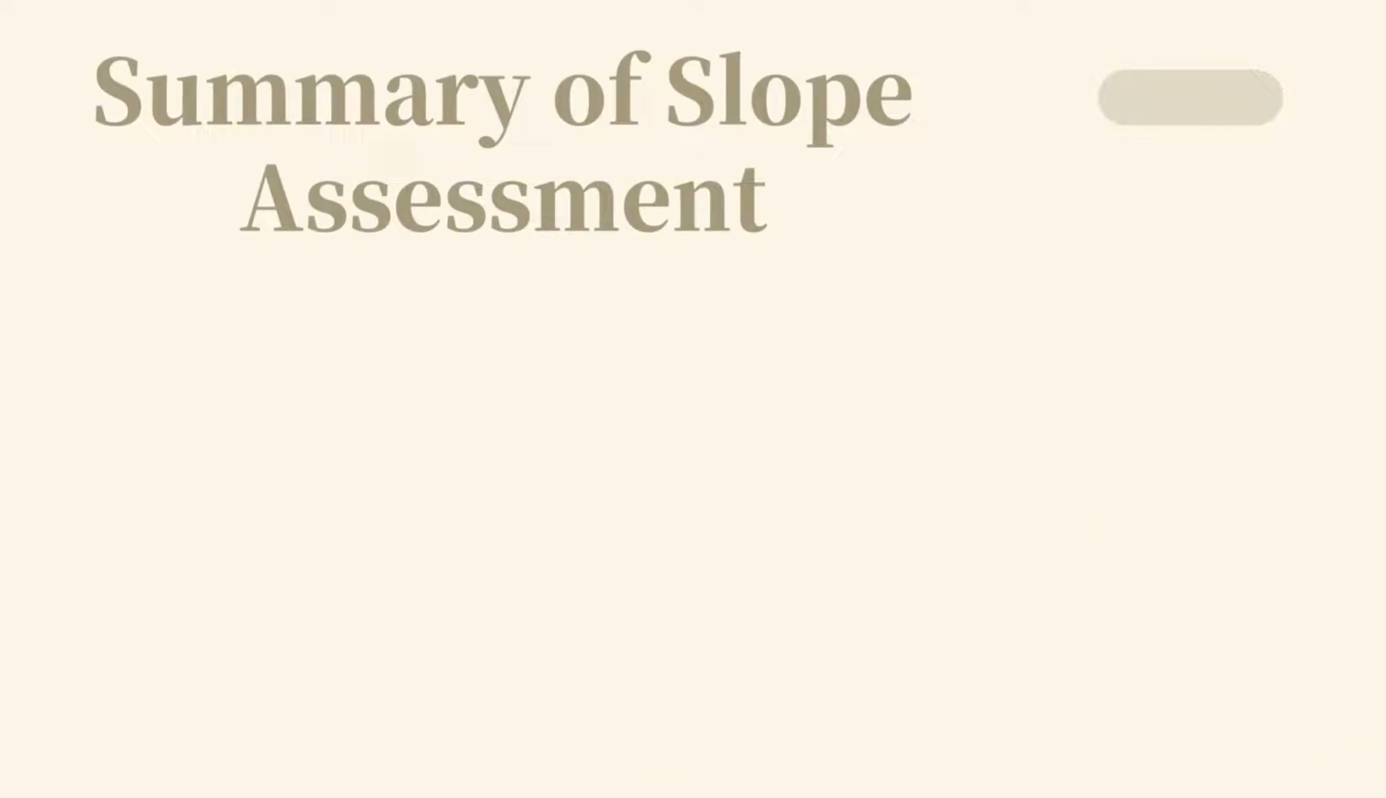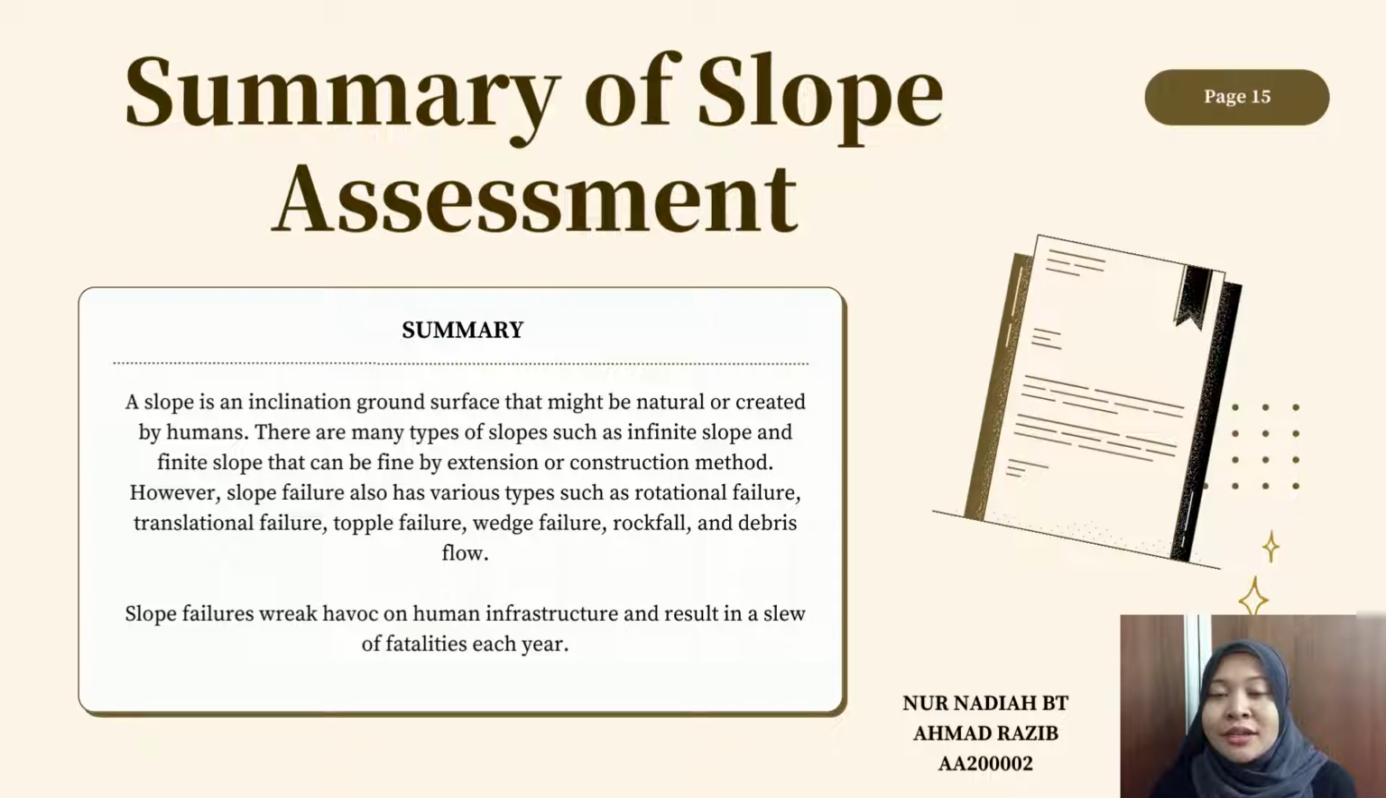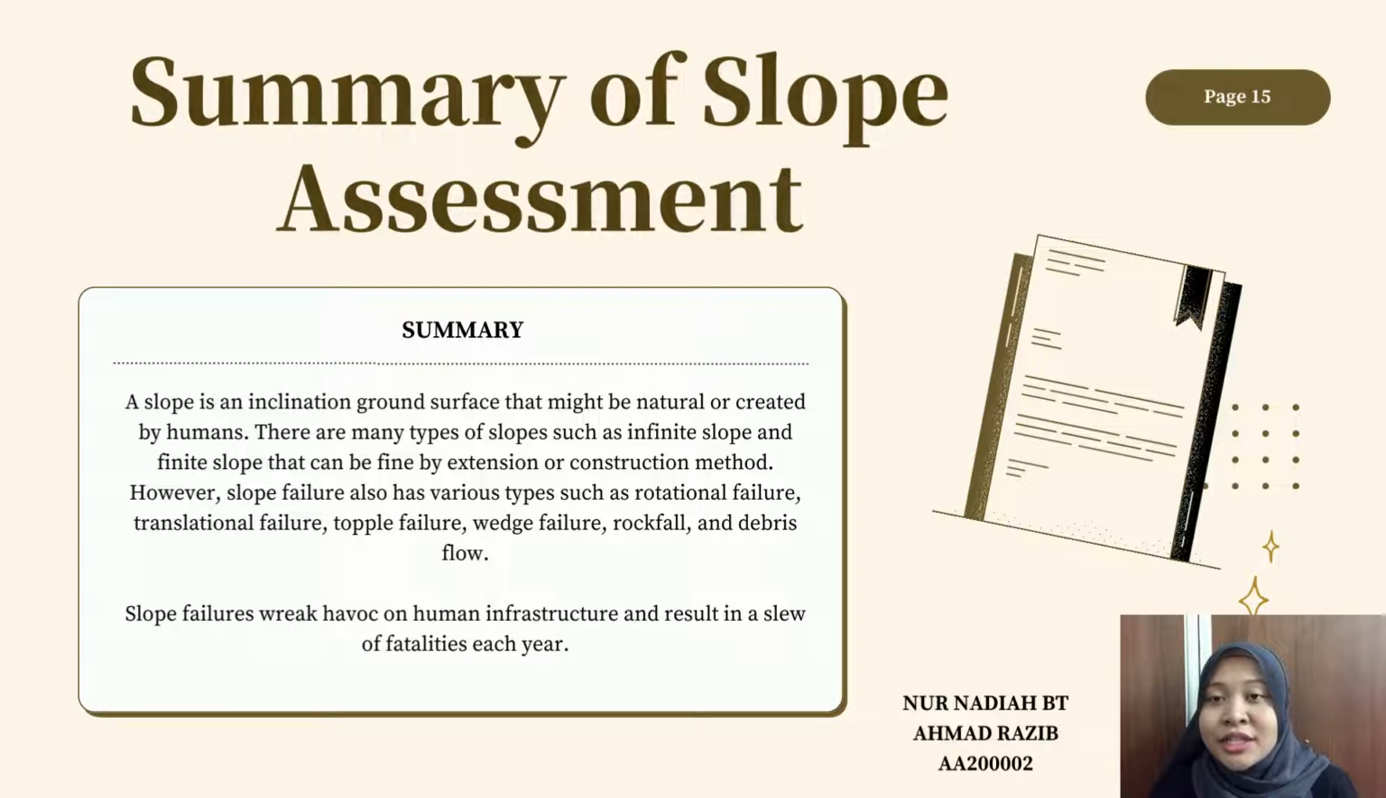critical slip surface. For the summary, a slope is an inclined ground surface that might be natural or created by humans. There are many types of slope, such as infinite slope and finite slope, that can be found by extension or construction method. However, slope failure also has various types such as rotational failure, translational failure, topple failure, wedge failure, and many more. Slope failure wreaks havoc on human infrastructure and results in a slew of fatalities each year.